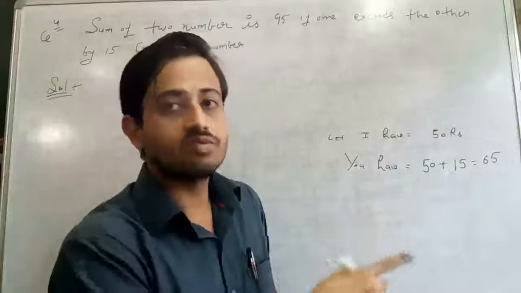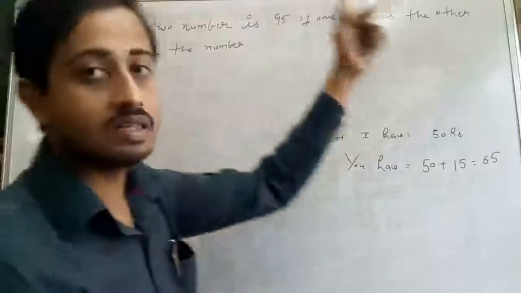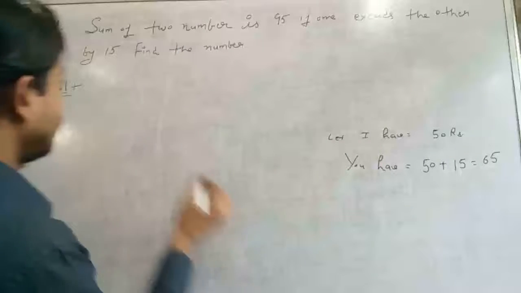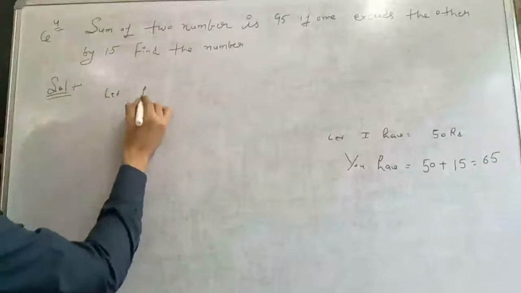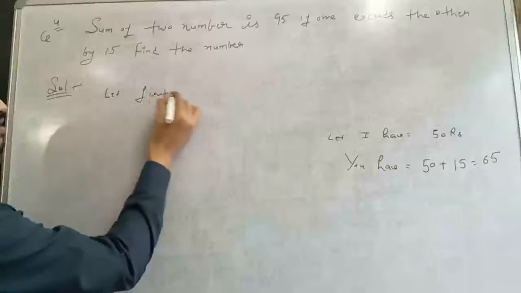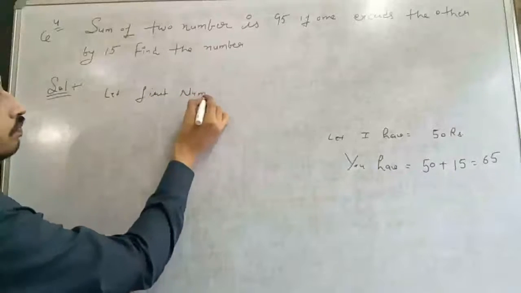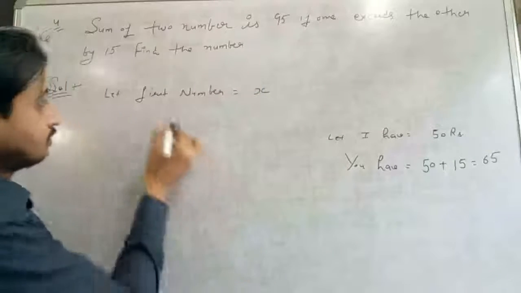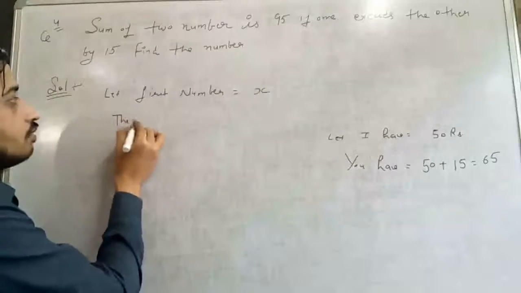We have to apply the same concept here. The first number is greater than, or exceeds, the second number by 15. So let the first number be x, then what will be the second number?